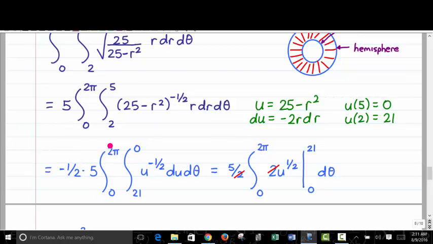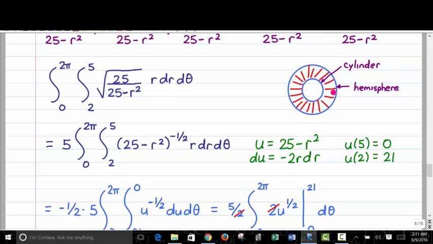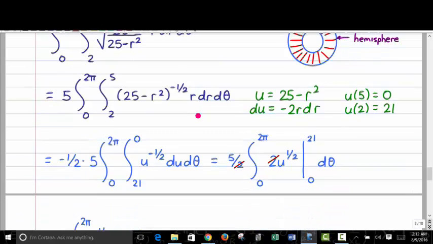Oh, and I forgot to mention back up here, let me clarify this. We had a problem similar to this in the section on polar coordinates. So this is one of the rare times it doesn't start at 0, because you're actually going outside the cylinder, which has a starting radius of 2, to the edge of the hemisphere, which is 5. That's the most common time where it won't start at 0. So I have 0 on top, 21 on bottom.